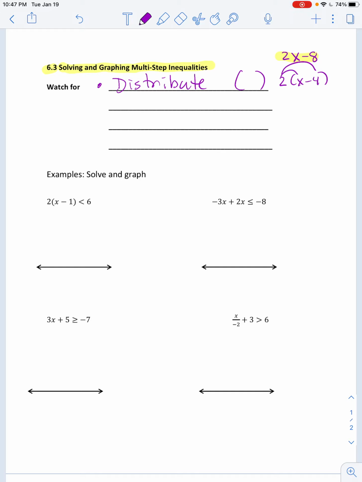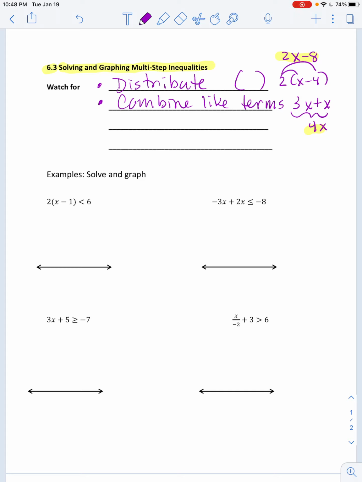Another thing you would watch for, and we did this back when we were solving, but we haven't done it for a while, is to see if you need to combine like terms. So if in your problem you have a 3x plus an x, you would want to rewrite those together as 4x and then take that on into the next phase of your solving.